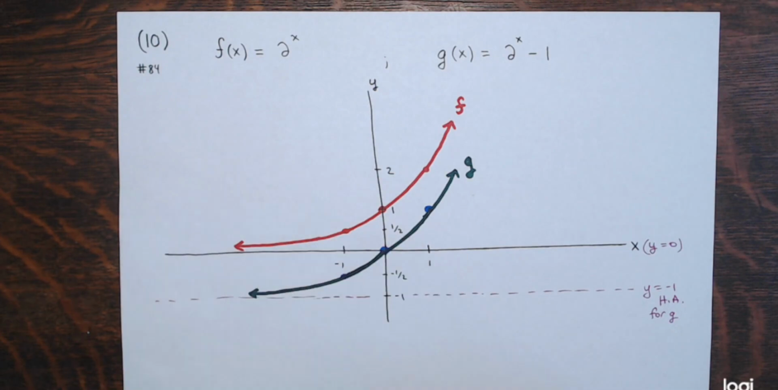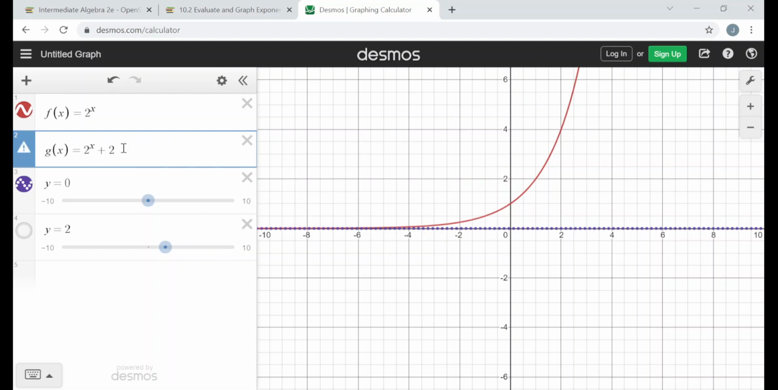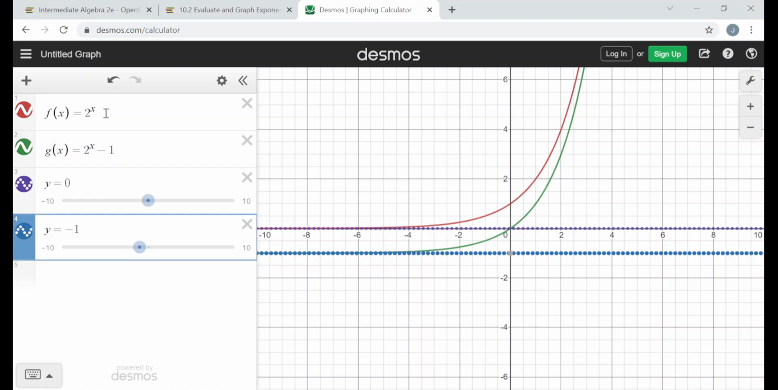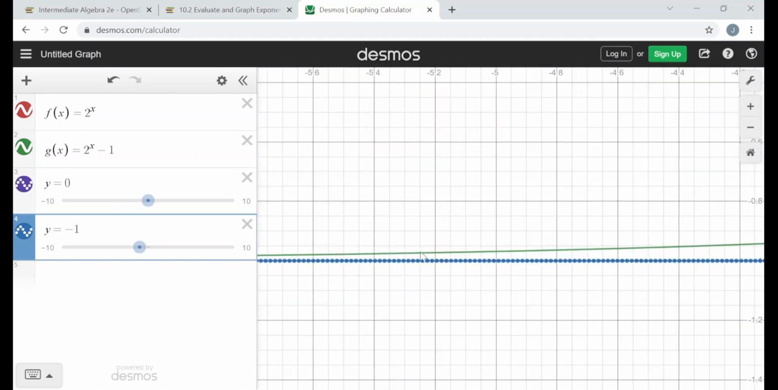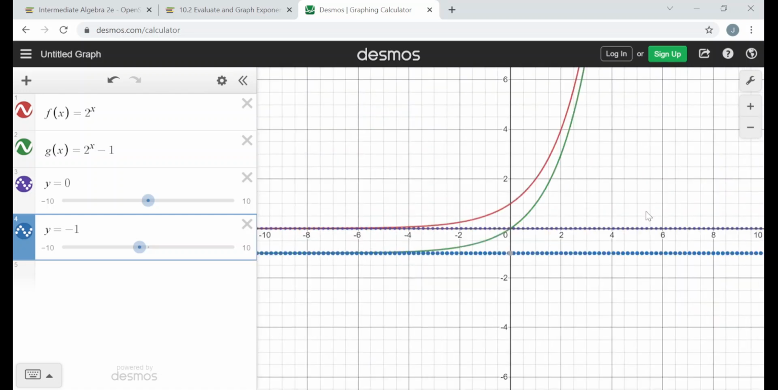All right, and again, I'll show you with the Desmos site. So we had f of x equals 2 to the x, and then g of x was 2 to the x minus 1. And y equals 0 was the horizontal asymptote for f. And here I have y equals -1 as the horizontal asymptote for g. And you can see that, right? That blue dotted line, right? The green graph is g. See, it's getting closer to that blue dotted line without actually touching it. Fantastic.